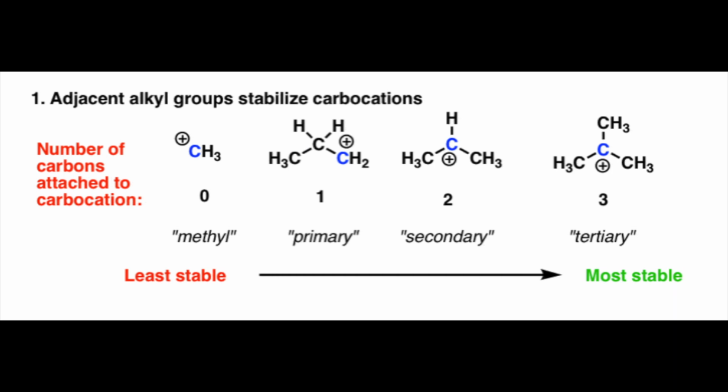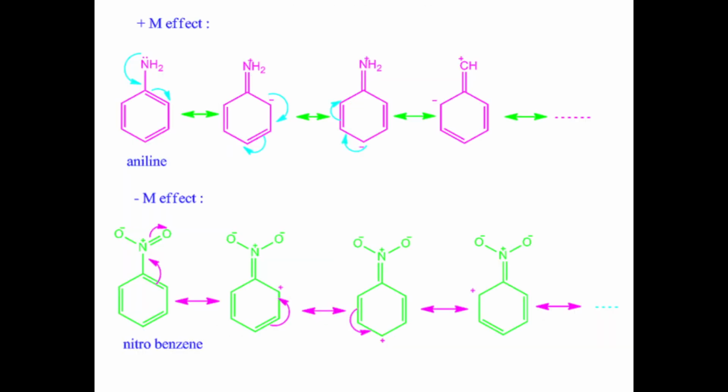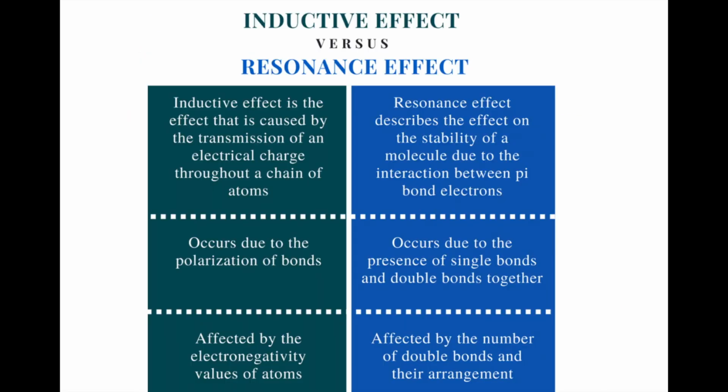Just like inductive effect, resonance can have positive and negative effects on a compound. If a species donates electrons, it has a positive effect, and if it takes electrons, it has a negative effect. The effect of resonance on a bond's polarity and stability is much higher than the inductive effect.